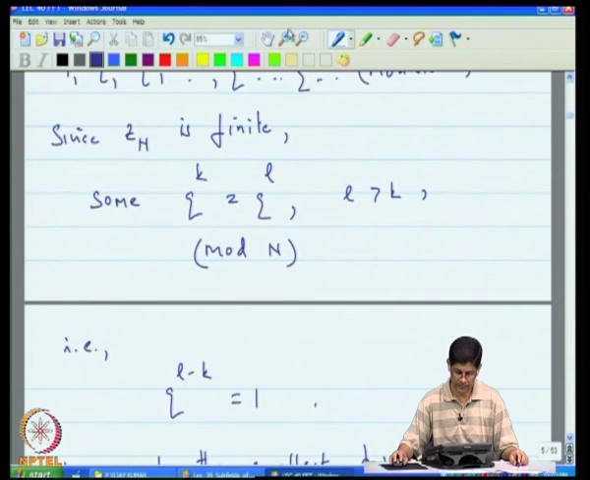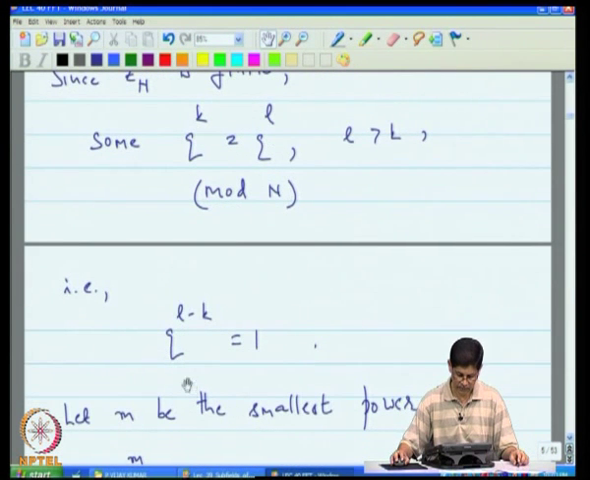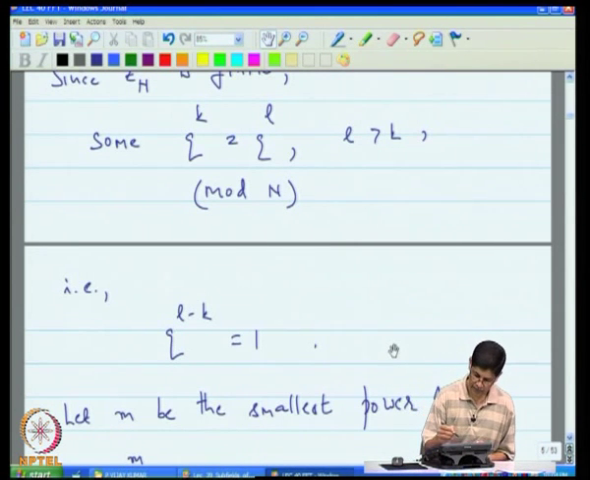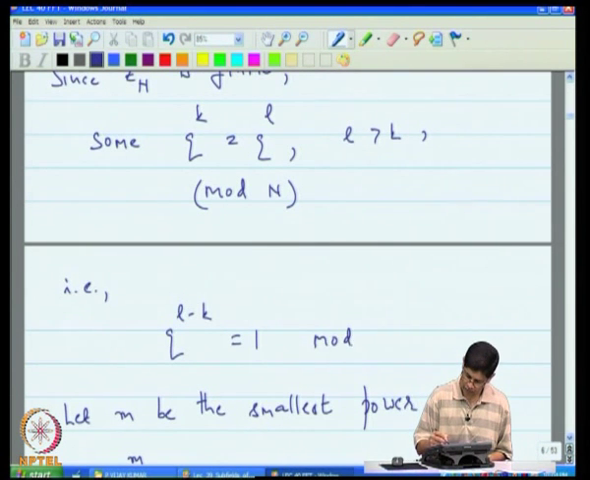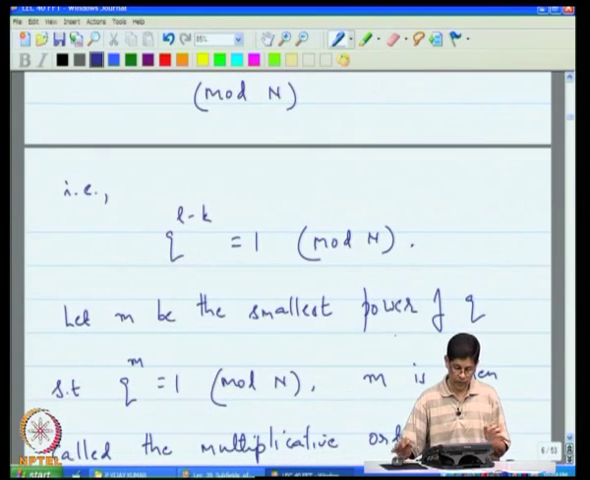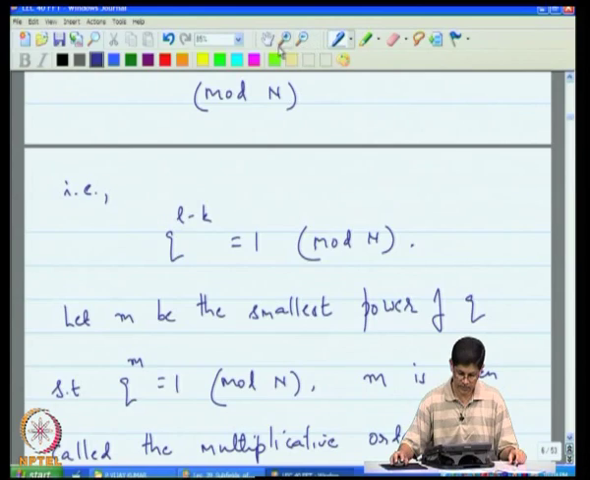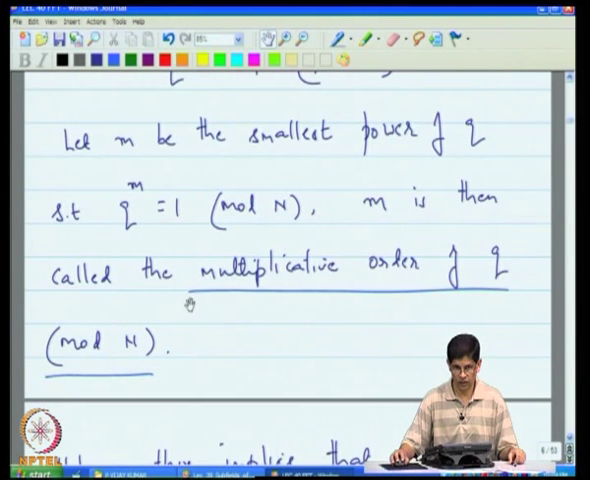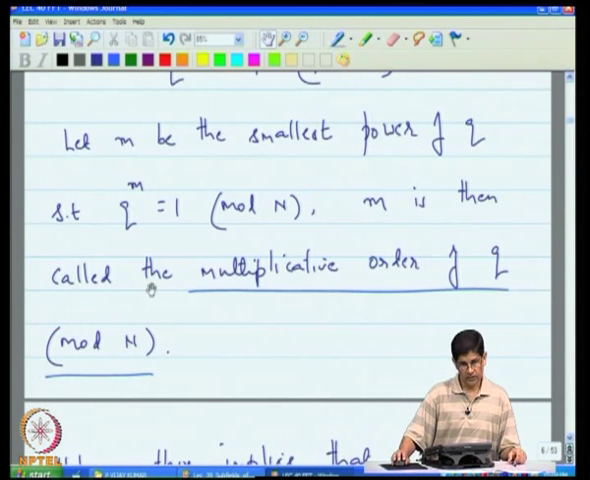Now, without loss of generality, we can assume that L is greater than k. So, that is equivalent to saying that q to the L minus k is equal to 1, again mod n. Okay. So, now that we know this, it is meaningful to ask the question, what is the smallest power of q such that q to the m is equal to 1 mod n. Once you found the smallest integer m, then that particular m is called the multiplicative order of q mod n. Okay, it sounds a little bit mysterious.